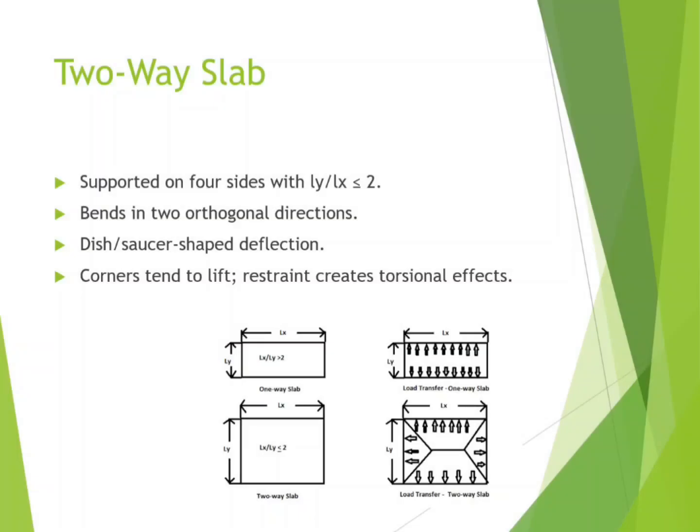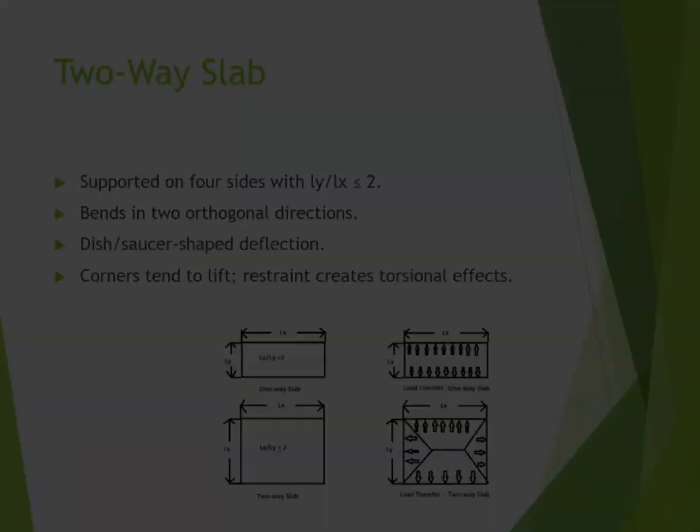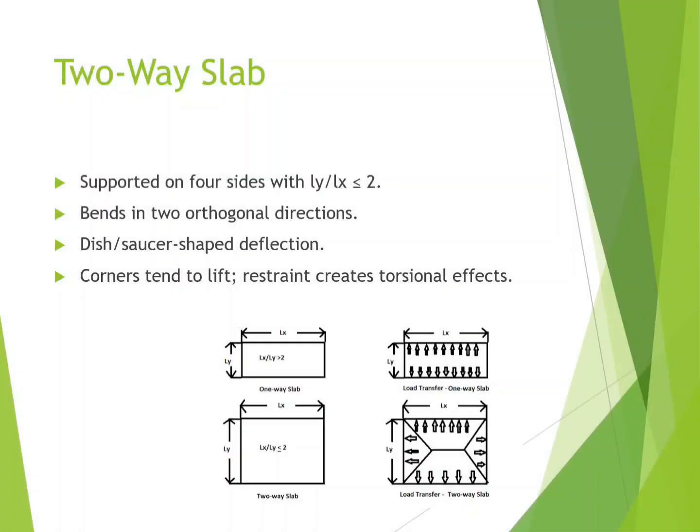On the flip side, we have two-way slabs. This is when our slab is supported on all four edges, and the ratio of the long span to the short span, L_y/L_x, is less than or equal to 2. Instead of a cylinder, it bends in two orthogonal directions at the exact same time, deflecting in the shape of a dish or a saucer.